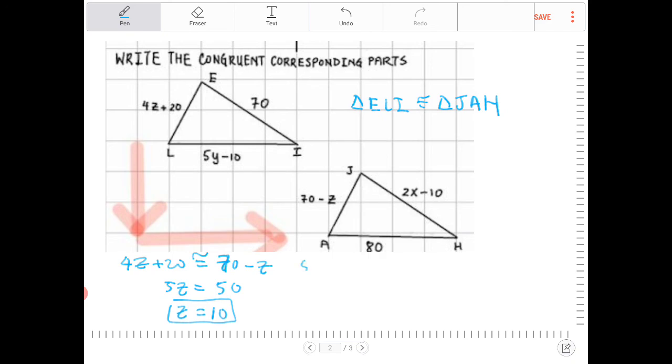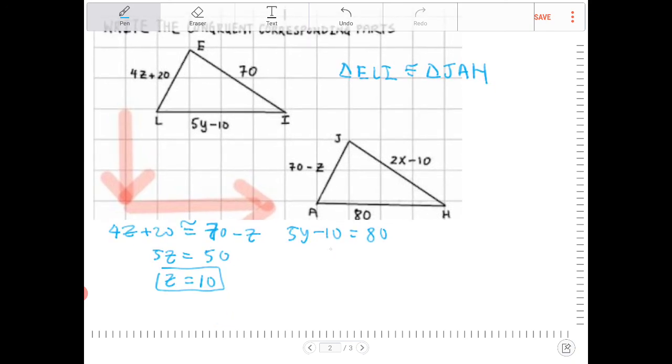LI is 5y minus 10, and that corresponds with 80. Add 10 to both sides, I get 5y is equal to 90. Divide by 5, y is equal to 18. Okay, EI is 70, and that corresponds with 2x minus 10. Add 10 to both sides, get 80 is equal to 2x, divide by 2, x is equal to 40.